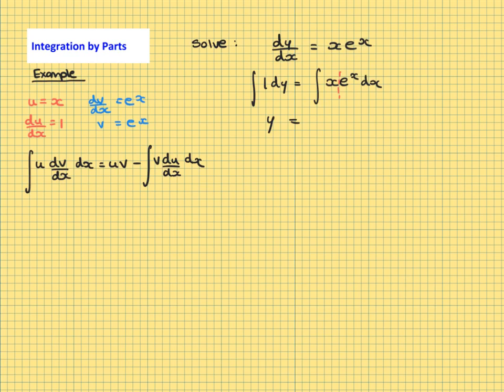So first of all, let's look at the uv part. So uv is x e to the x, take away the integral v times du by dx, which of course is these two components multiplied together. So I'm now looking at this part here. So that gives me e to the x dx. So y is equal to x e to the x minus e to the x plus c. And we have finished our example.